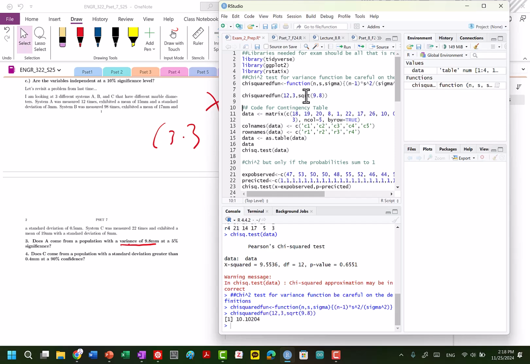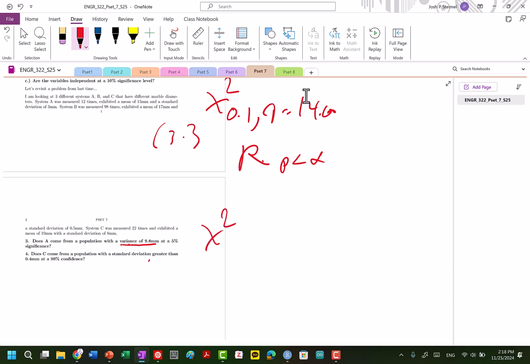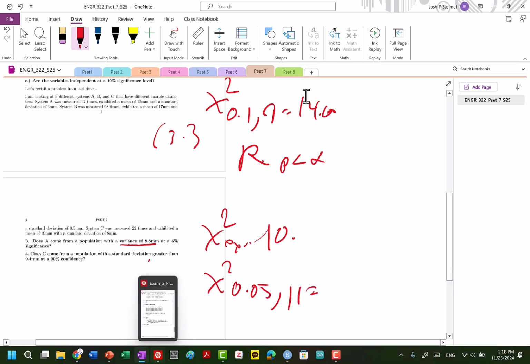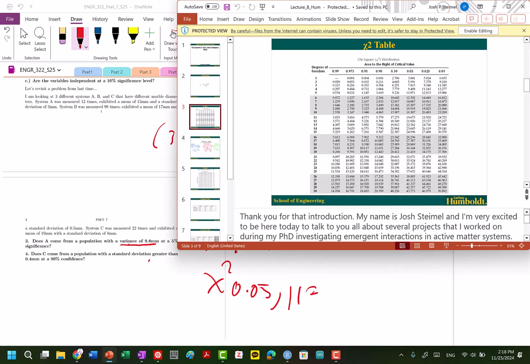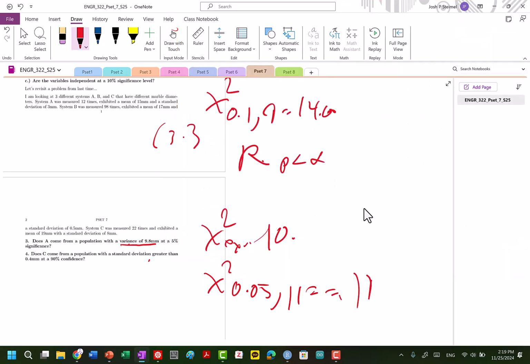So my chi-squared experimental would be 10 something. And then we're looking at a chi-squared of 0.05. What are our degrees of freedom? In this problem, it's going to be n minus 1, which is 11. That is going to be equal to, let's go over here, 0.05, 11, 19.6. So that's a do not reject.